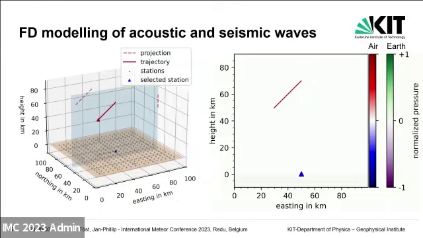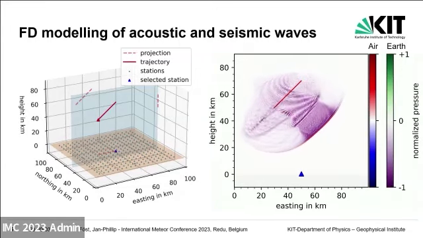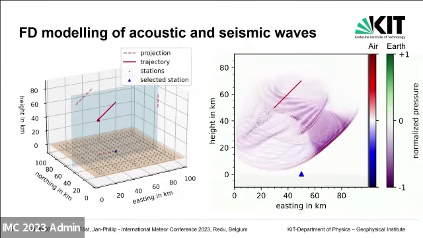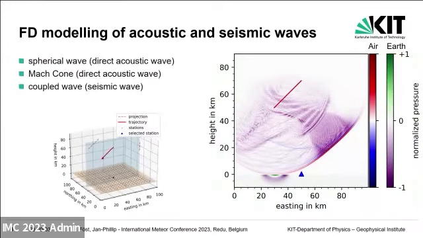Here on the left, we see the 3D model space. We have the height, northing and easting in kilometers, the Earth surface with our station network, and in red, the trajectory of the meteor. And we will take a closer look at this light transparent blue plane, which is the height-easting plane here on the right side. And the color indicates the normalized pressure in the air and in the Earth. And we stop here at one snapshot.